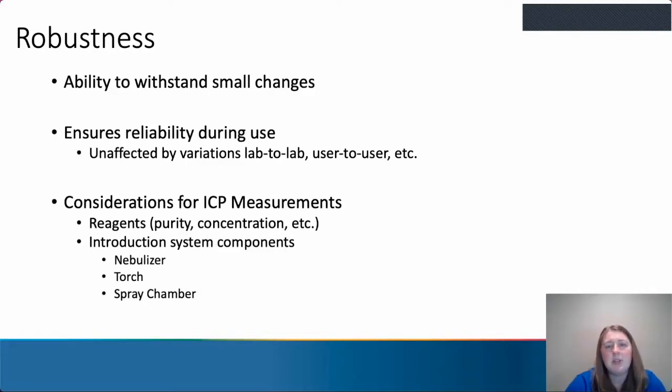So paying attention to robustness when you're validating your method can actually lead to less downtime in the lab. So this is kind of the last step, but you need to spend a bit of time here to make sure that you're getting a really solid method that can withstand those small changes.